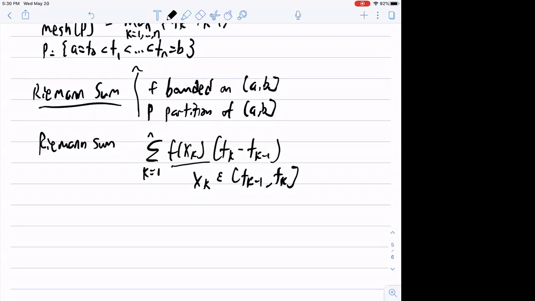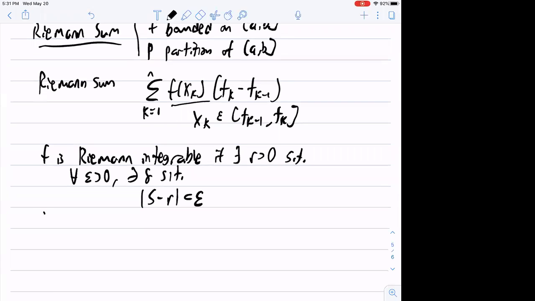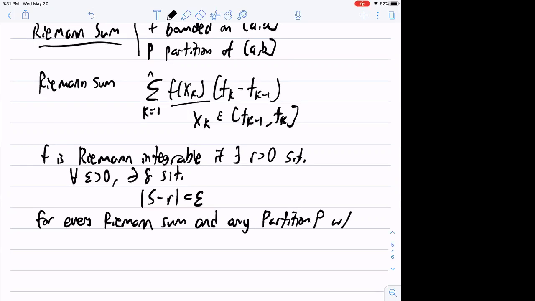So again, we say that f is Riemann integrable if there exists r greater than 0 such that for all epsilon greater than 0, there exists delta such that s minus r is less than epsilon, for every Riemann sum s and any partition P with mesh P less than delta.